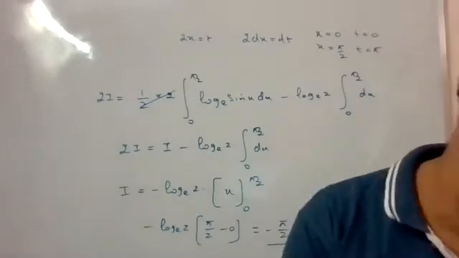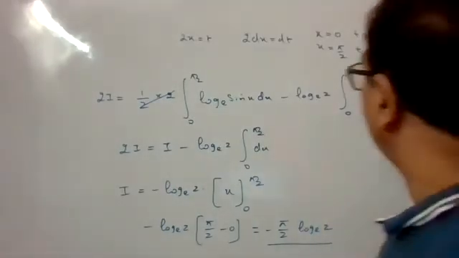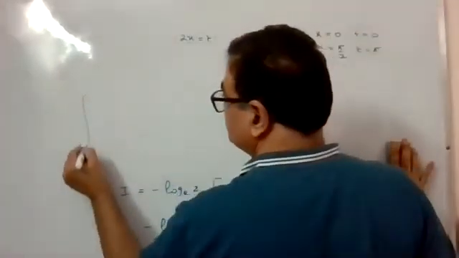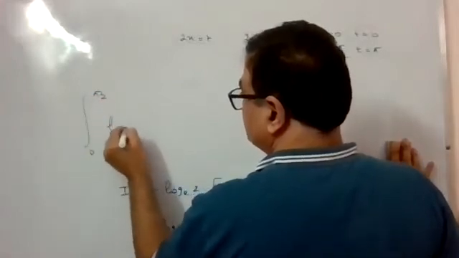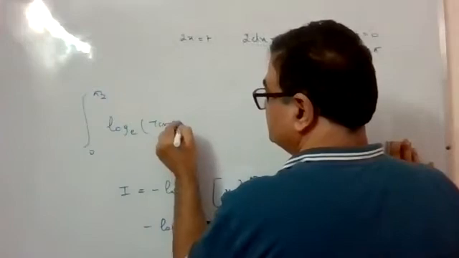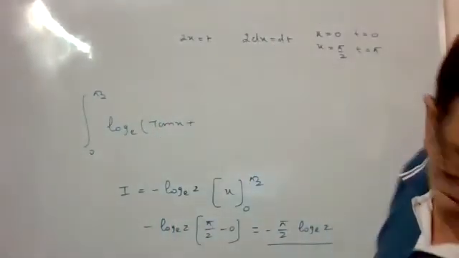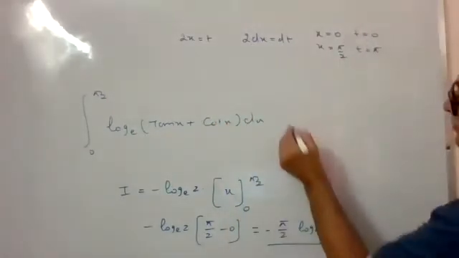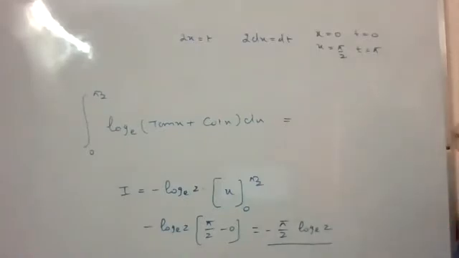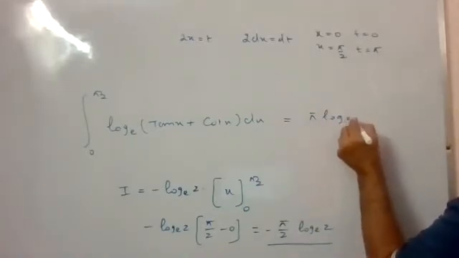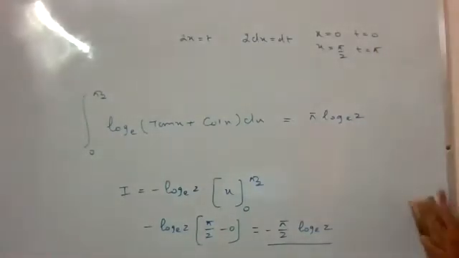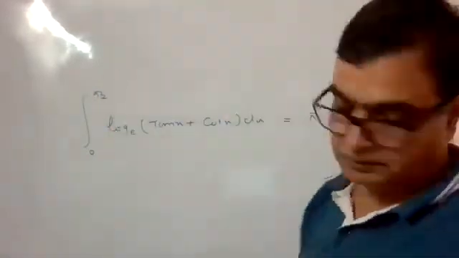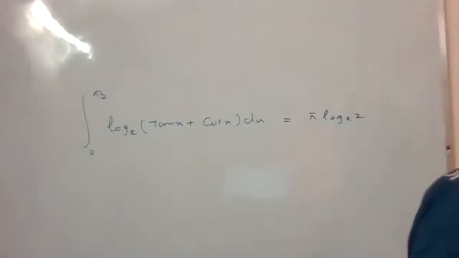Integrate 0 to pi by 2 log of tan x plus cot x dx. You have to bring this result equal to pi log 2. This is the question we have. Yes, how to do this question?